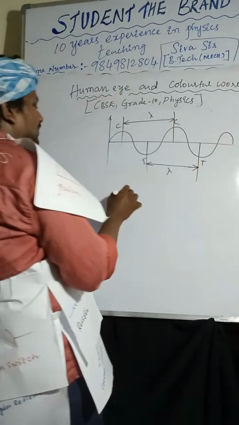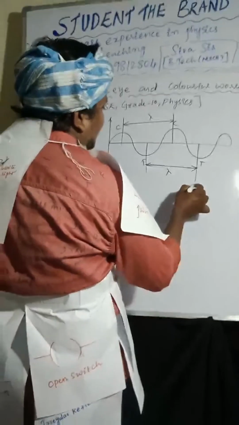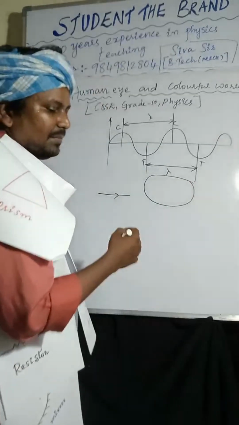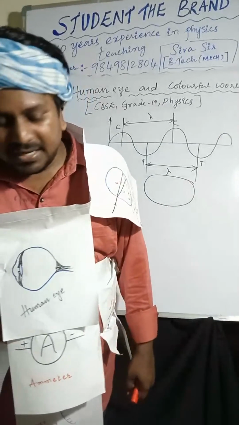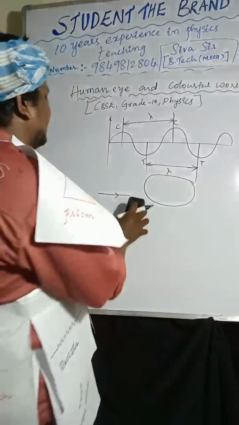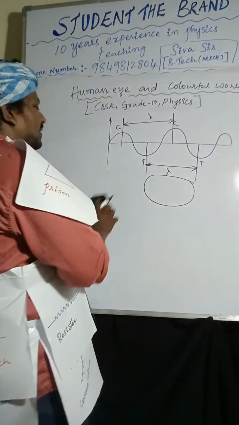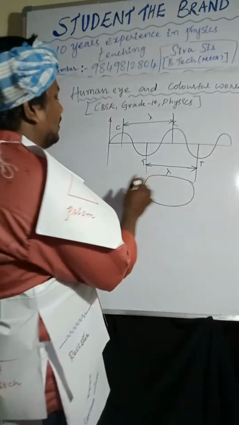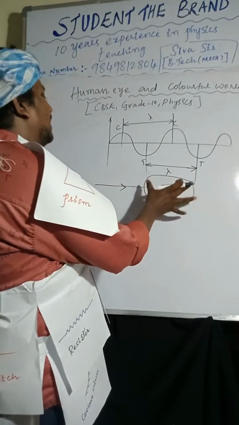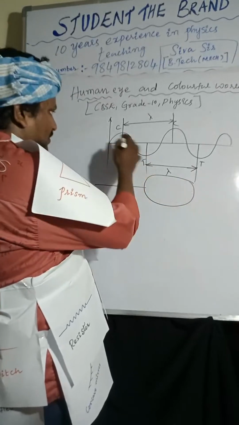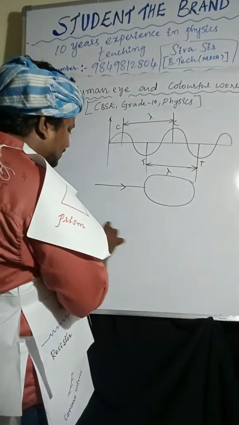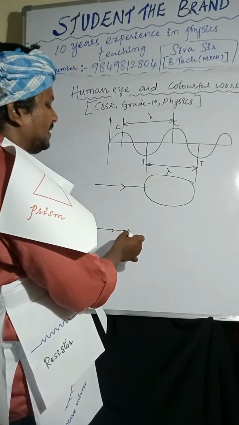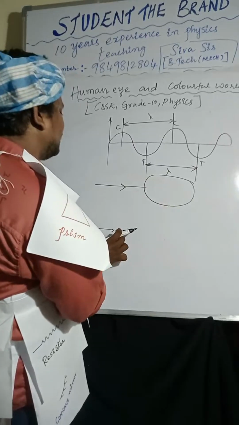Okay. So if the light ray is coming, here is the particle. The particle size is comparable to the wavelength of the light. Whatever the light that is incident on the particle, the particle size is comparable to the wavelength of light. Normally, this is the incident ray, and this is a particle, comparable to the wavelength of the light.